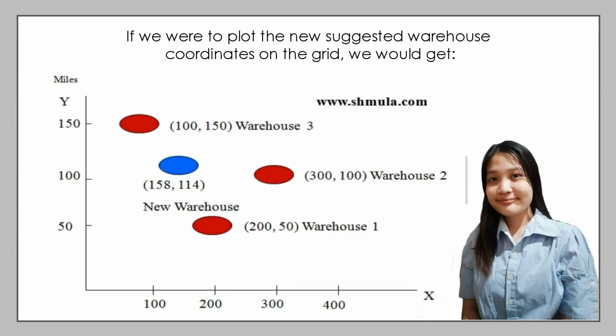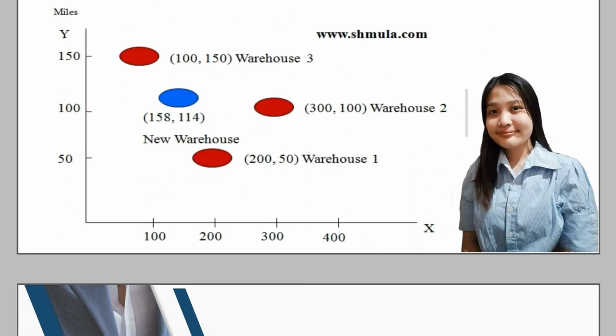Pwede na po nating i-plot yung new suggested warehouse coordinates sa ating pong grid. Yung red po, yun po yung coordinates po ng existing facilities natin. And then yung color blue po, nire-represent po nito yung bagong coordinates po ng ating potential location.